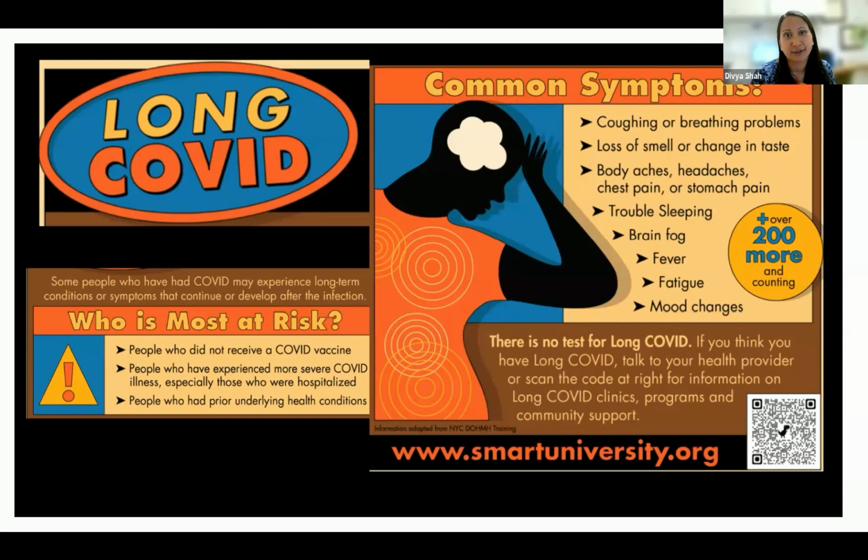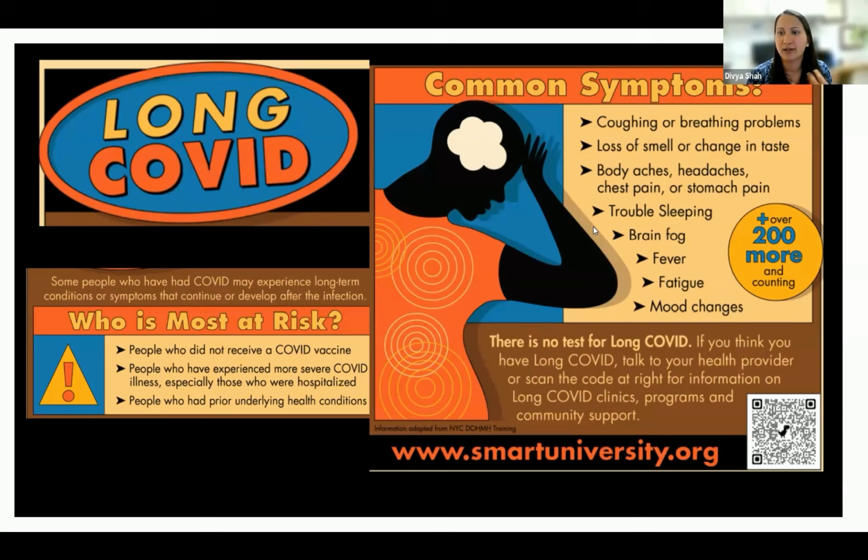So people at risk for long COVID are those who did not have any COVID vaccines, those who had really severe COVID, maybe you were hospitalized, and those with prior or underlying health conditions. Some of the common symptoms are listed on the right. So coughing, chest pain, shortness of breath, loss of smell or change in taste that does not come back, body aches, headaches, insomnia or trouble sleeping, brain fog, fatigue, and mood changes.